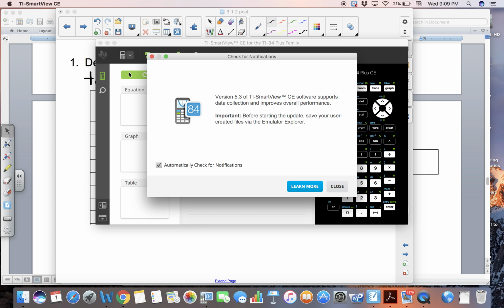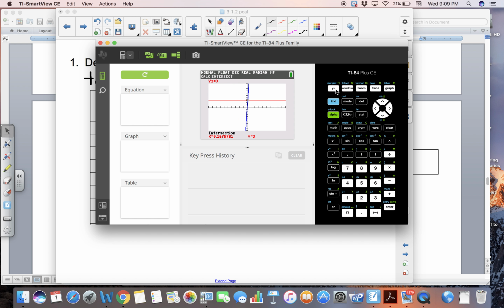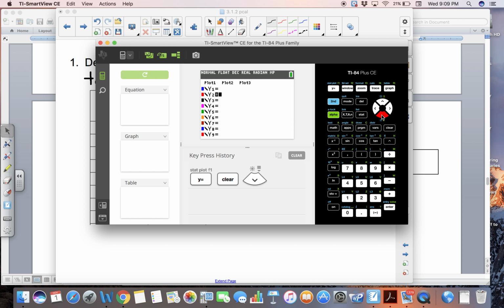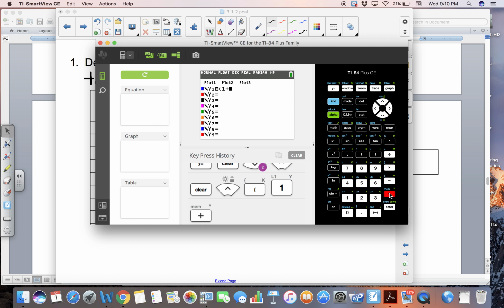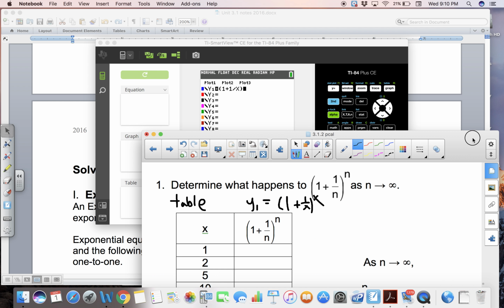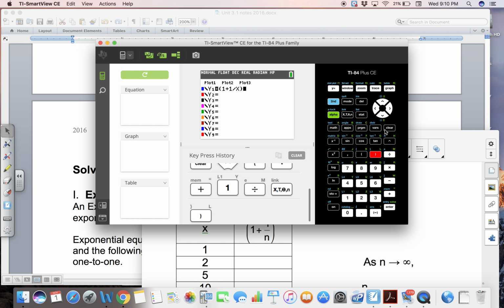All right. So I'm just going to type this function in my calculator. So in parentheses, I'm going to do 1 plus 1 divided by x. And I'm raising that to the x power. So it's kind of an odd little graph. Let's take a look at it for assume 6.